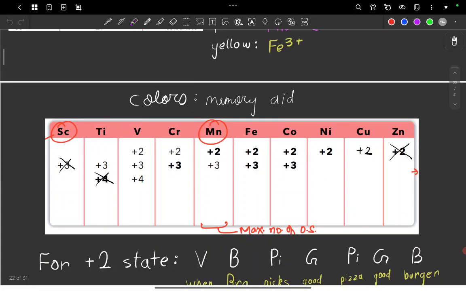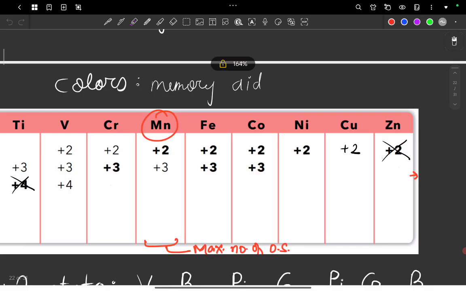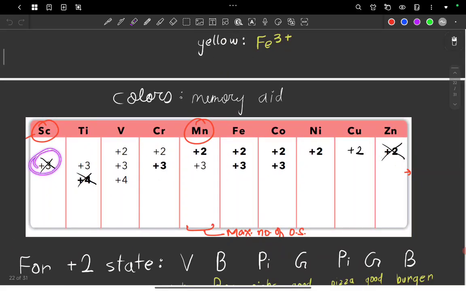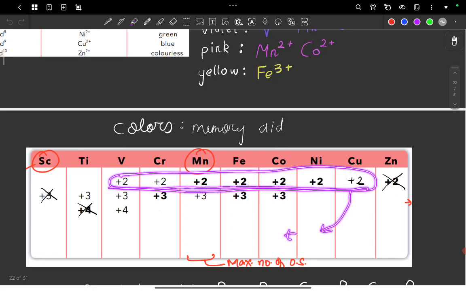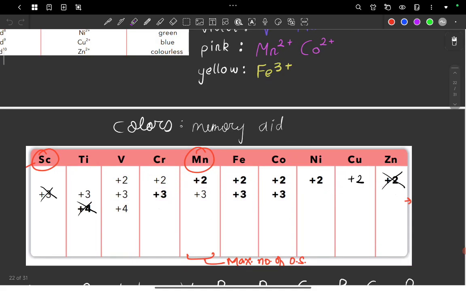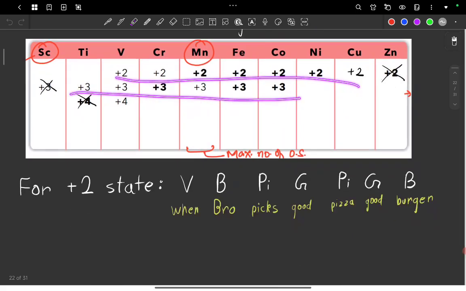Now these are the common oxidation states of these elements which we have to study, and I already told you about Sc, Ti and Zn. So for the others you need to remember two things. From vanadium to copper, the +2 oxidation state exists, and there are exactly 7 elements for which you have to remember the colors of the +2 state. And from titanium to cobalt, there are 6 elements for which you have to remember the colors of the +3 state. So I have made separate tricks for +2 state and +3 state.